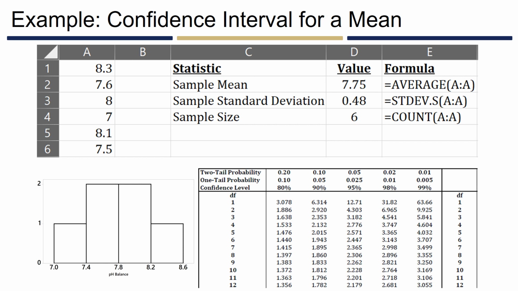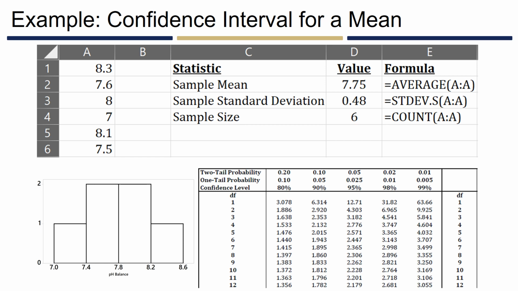Now, the pH balances of our 6 observations are contained here in column A. We have a maximum of 8.3 and a minimum of 7. Taking a look at our statistics, that gives us a sample mean of 7.75, a sample standard deviation of 0.48, and a sample size of 6. These statistics can be found using the average function in Excel, the sample standard deviation function in Excel, which is stdev.s, S standing for sample standard deviation, and the count function. The argument that goes inside of these formulas is just a column of data, in this case column A.